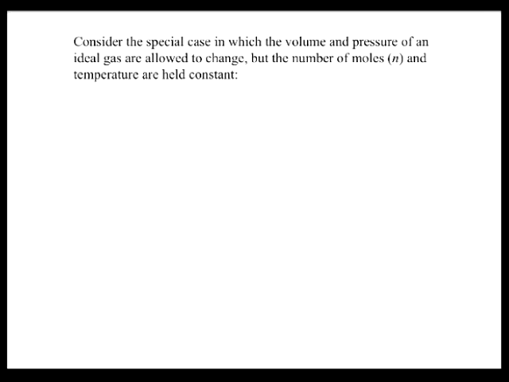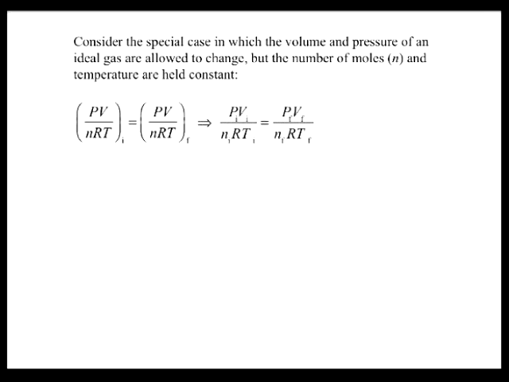Consider the special case in which the volume and pressure of an ideal gas are allowed to change, but the number of moles and the temperature T are held constant. We first write our equation with the indices distributed to the individual variables. Next, since the initial number of moles equals the final number of moles, and the initial temperature is equal to the final temperature, they cancel along with the constant R on both sides. We are left with the initial pressure times the initial volume equal to the final pressure times the final volume, which is known as Boyle's law.